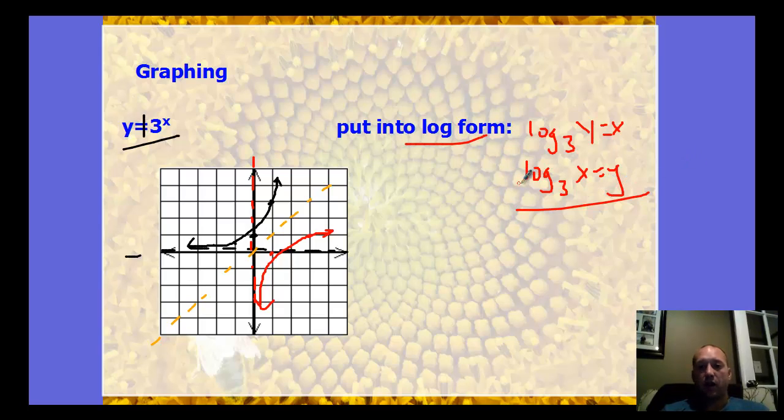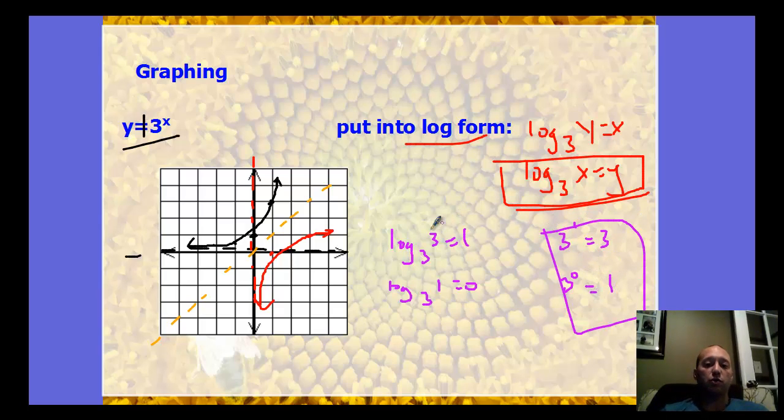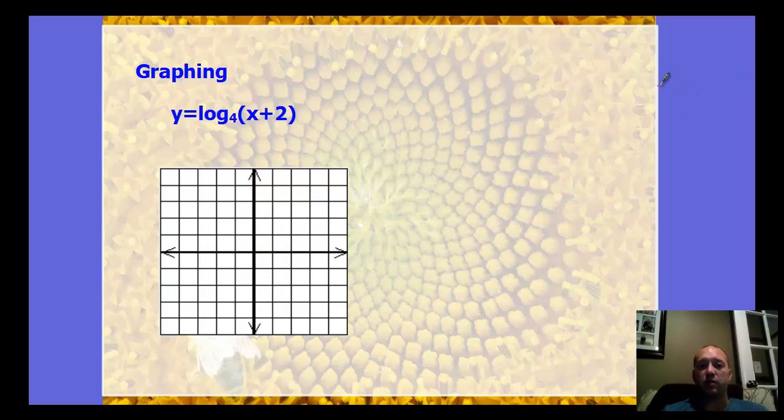And so to help us graph this function to begin with, I typically use log base 3 of 3 is 1, and log base 3 of 1 is 0. Just the properties that 3 to the first power is 3, and 3 to the 0 power is 1. I use those 2 rules in log form along with my vertical asymptote to graph it. And that's really what I do to graph logs. You could put this back into exponential form and then graph that as well if you really need to.